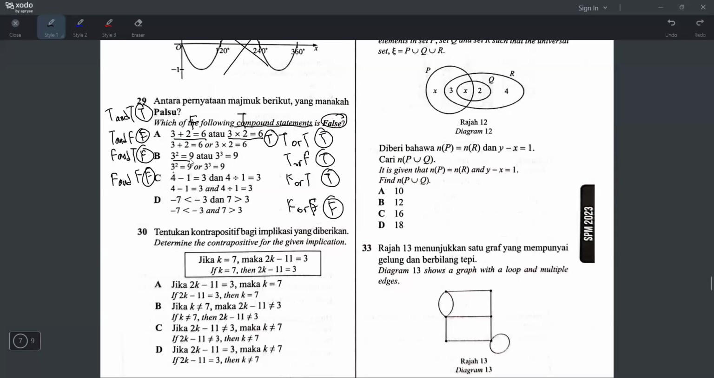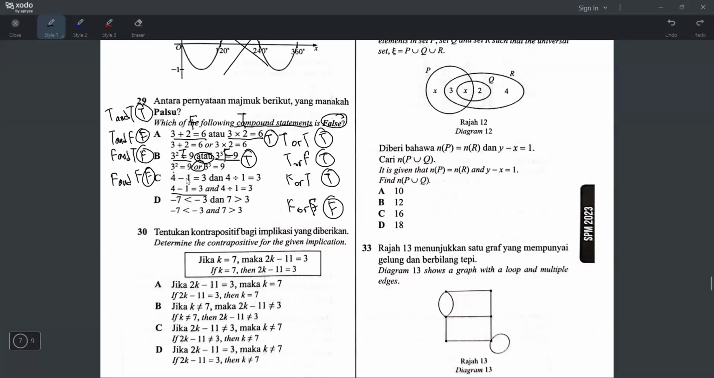Okay, B. 3 square is 9. This is true. Yeah, 3 square memang 9. 3 power 3 is 9. This is false. Because 3 power 3 kalau tekan kalkulator is 27. And then they use the word or atau. So or atau. So macam mana or? Saya cakap tadi kan, kalau or salah satu true then the whole thing true already. So ada satu true sini kan. So in the end becomes true lah. Okay.